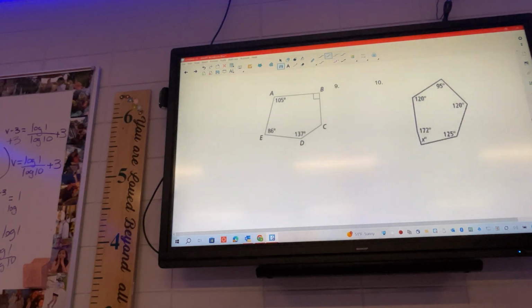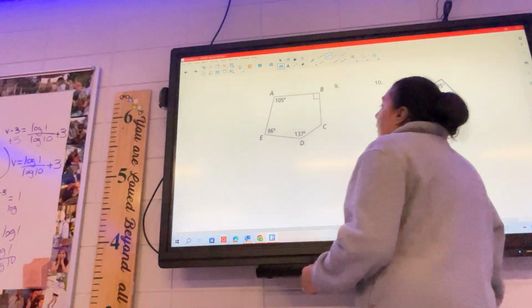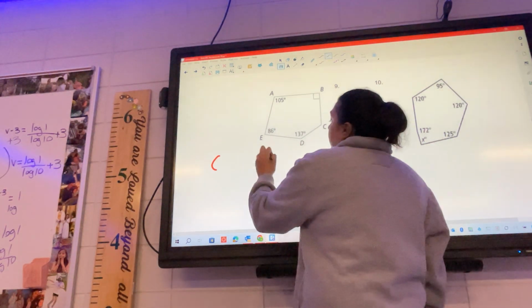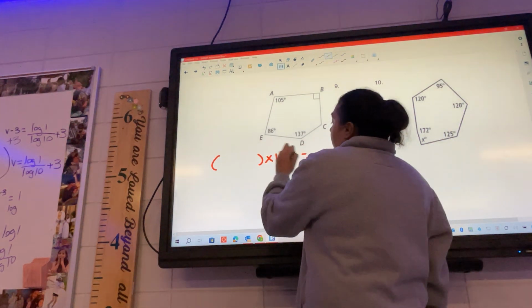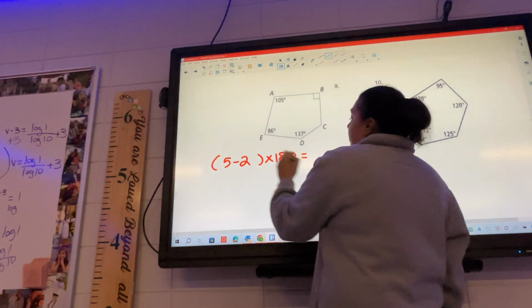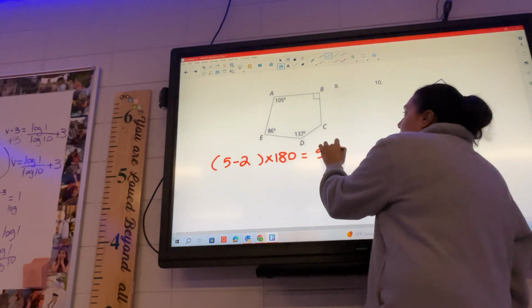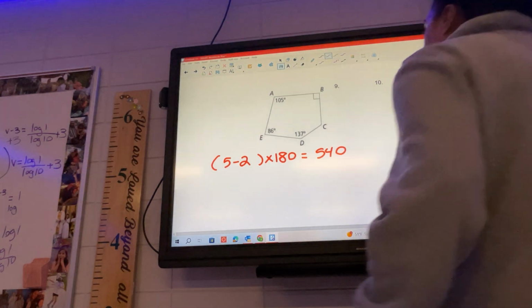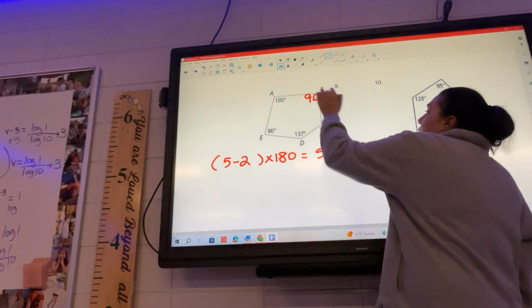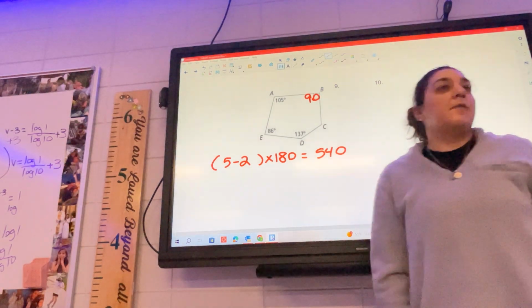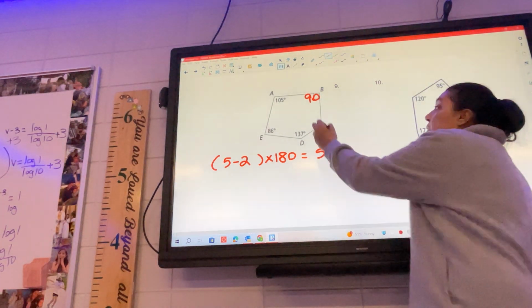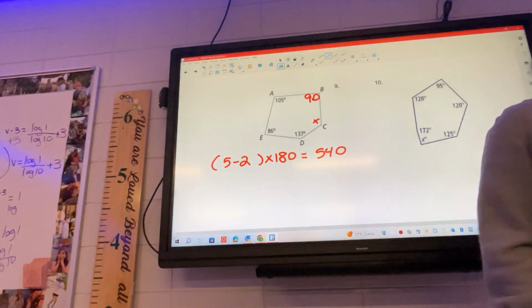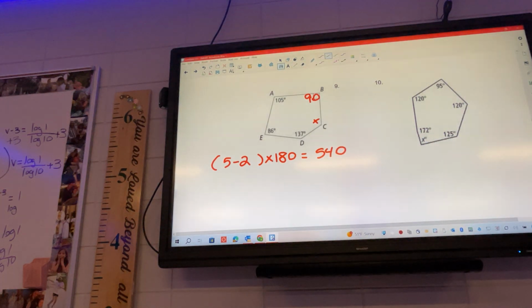Okay, last one, number 9. How many sides are there? 5. So we got 5 minus 2 times 180, so 540. Again, what does the square mean? It means 90. Then what else can I put in there? I can put an X for the C, okay? C and X are not the same thing, by the way. The C goes for the 2 points that are connecting together. It's on the outside. The X represents an angle.